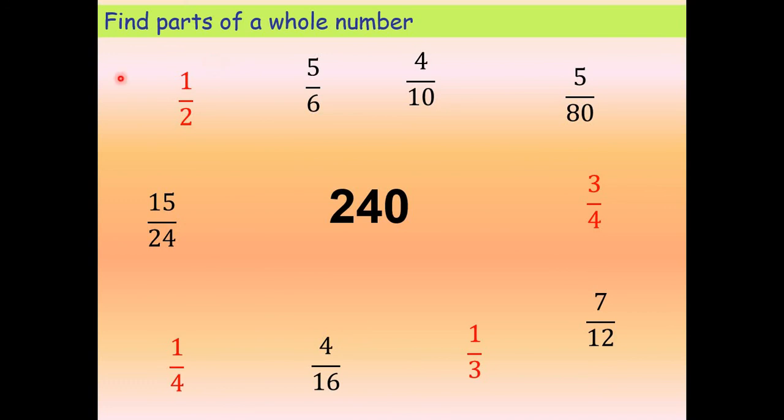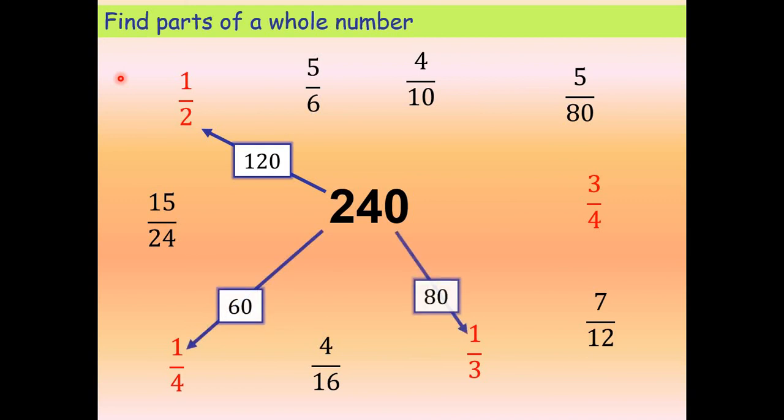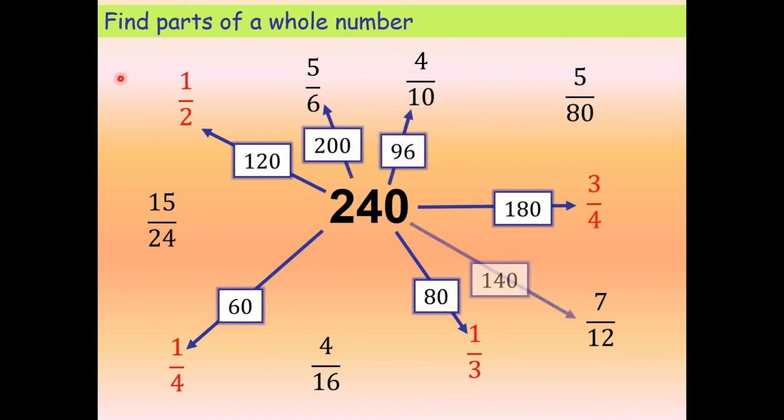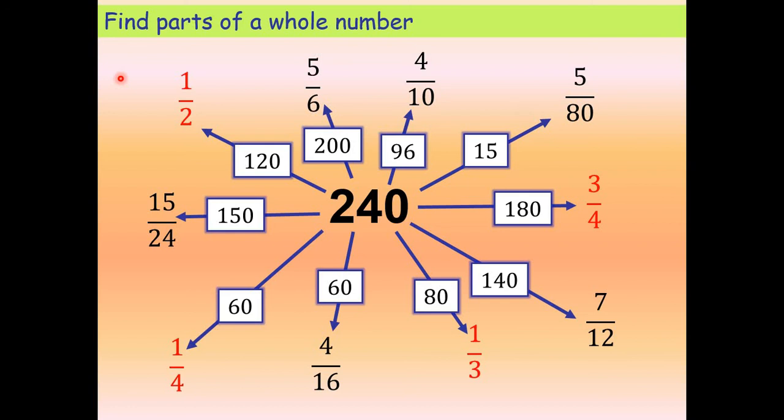Right then, hopefully you've got answers to all of these questions. So let's have a look at some answers now. Got 120 for a half. A quarter comes to 60. A third is 80. And 3/4 is 180. So let's have a look at the rest now. 296, 140, 60, 150, and 15. There are our answers there.